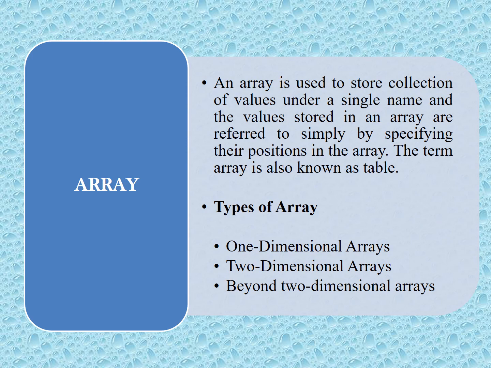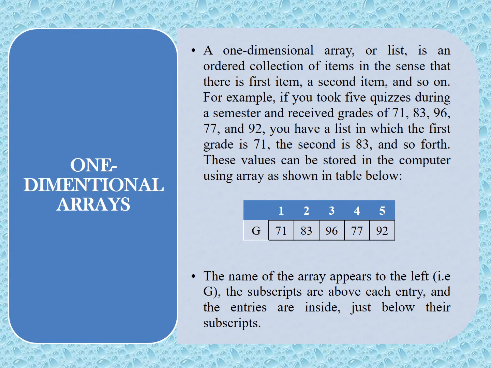Types of array: 1. One-dimensional arrays. 2. Two-dimensional arrays. 3. Beyond two-dimensional arrays. One-dimensional array. A one-dimensional array or list is an ordered collection of items in the sense that there is a first item, a second item, and so on. For example, if you took 5 quizzes during a semester and received grades of 71, 83, 96, 77, and 92, you have a list in which the first grade is 71, the second is 83, and so forth.